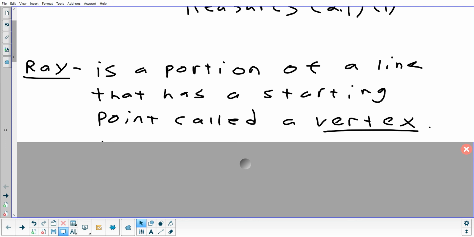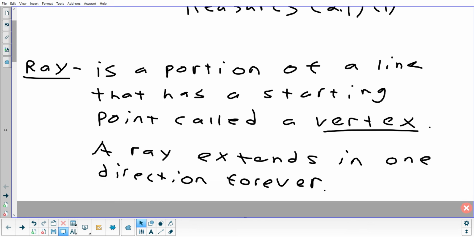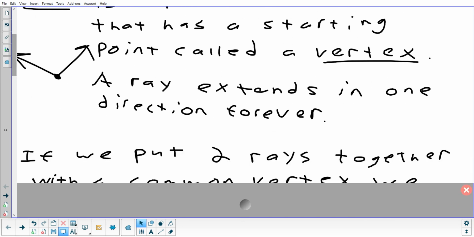So if you want to sketch an angle, not an angle that's part of a shape, but just an angle all by itself, it's made up of a ray. A ray has a starting point that we call a vertex, and it continues in one direction forever. There's a ray. Now, if you take another ray, say like that, and you have those two rays start at the same vertex, like that, now you've created an angle. So we put two rays together with a common starting point, and that gives us an angle.